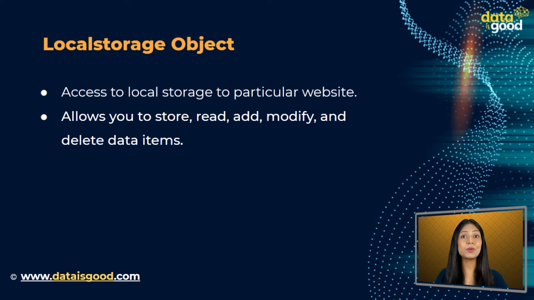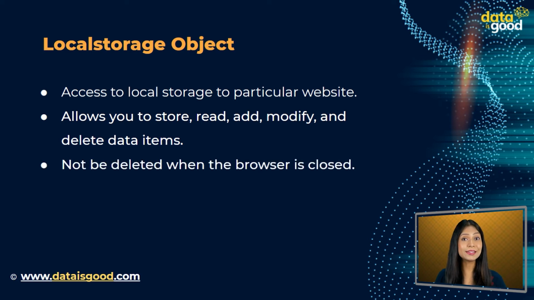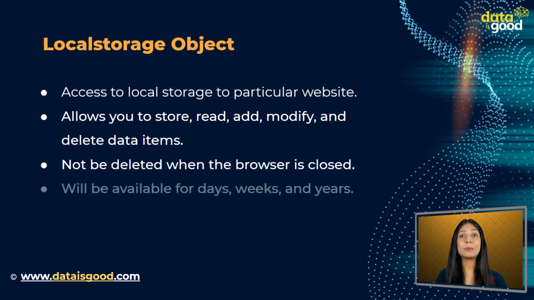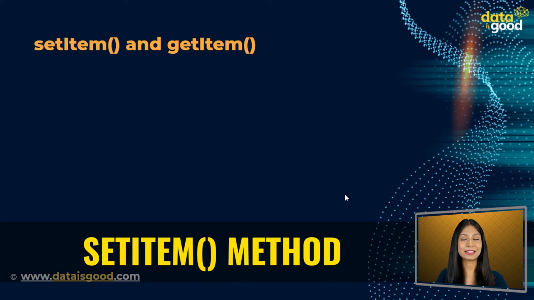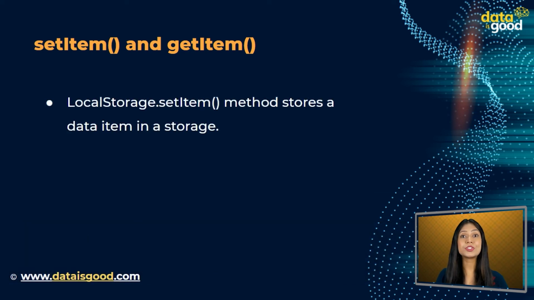The data is stored with no expiration date and it will not be deleted when the browser is closed. The data will be available for days, weeks, and even years. Local storage object has two methods. setItem method. The localStorage.setItem method stores a data item in a storage. It takes a name and a value as parameters.